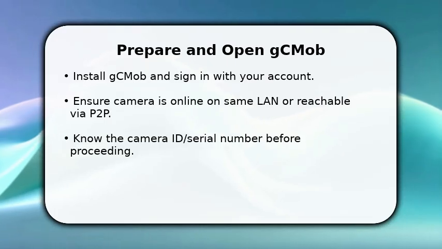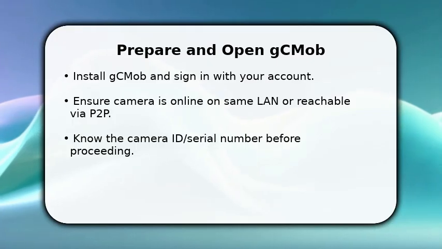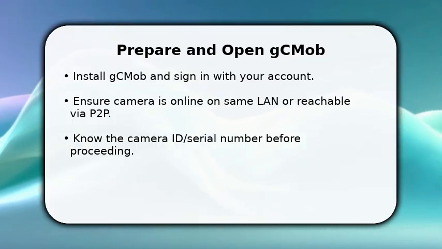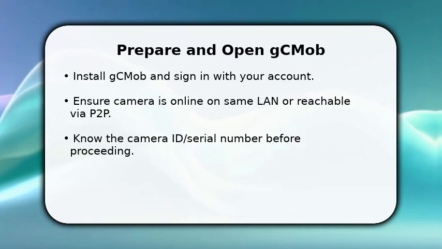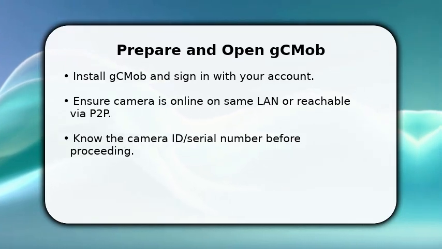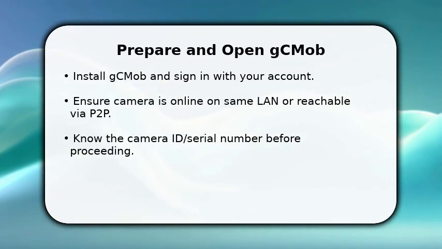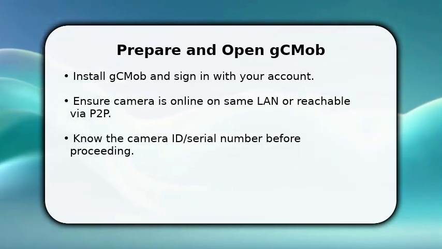You start by confirming essentials. Gcmob installed, you logged in, and the camera is online, either on the same LAN or reachable via P2P. Once done, open Gcmob and tap the Devices or Device List tab. This shows all linked units.